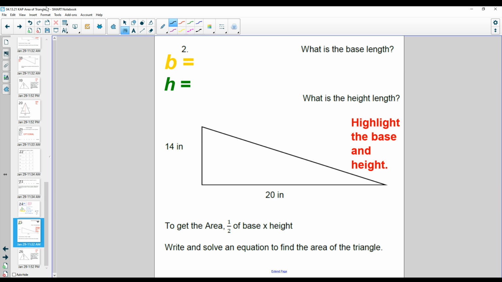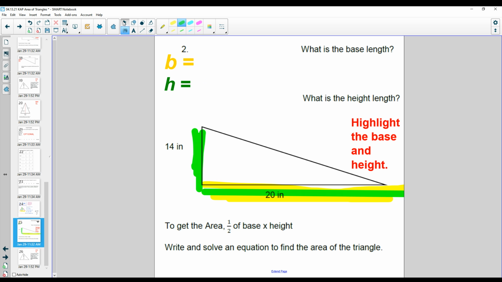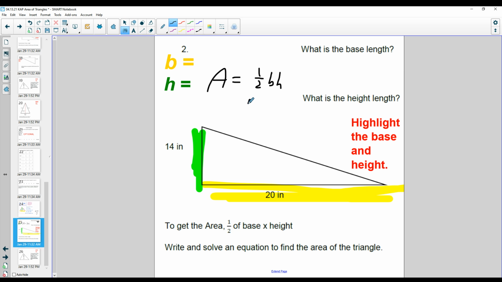So let's try another example. So here's a triangle. The base is 20 inches. The height is 14 inches. So it says find the area. So let's write the formula down. A equals half of the base times height. What's the base? 20. What's the height? 14. There's two ways to solve it.